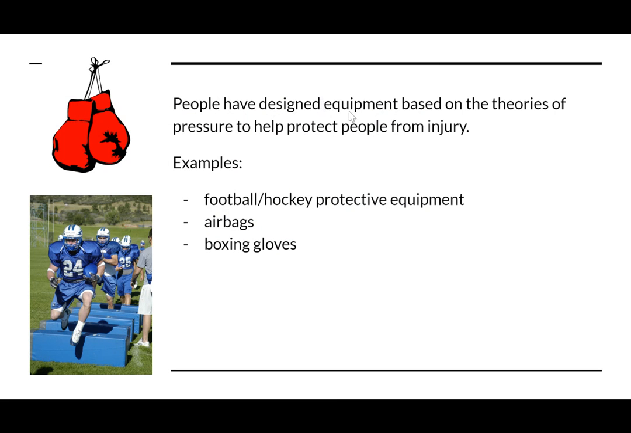People have designed equipment based on the theories of pressure to help protect people from injury. For example, there's football with pads, helmets, same as hockey protective equipment, your padding, your helmet, airbags, and then we also have boxing gloves. If you think about boxing gloves, what you're doing is exerting over a larger area. So that means that there's less force being enacted. Also, there is that cushioning in there as well.